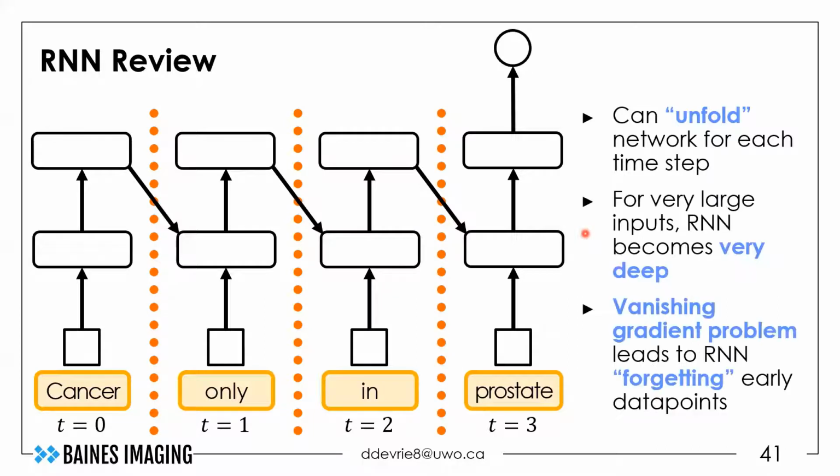But then we did a whole bunch of math, and we saw that for very large inputs, so if it's a very long sentence, let's say, this RNN effectively becomes very deep. And then if we try to train it using backpropagation and gradient descent techniques, we end up with a vanishing gradient problem that causes the RNN to forget the beginning of the sentence, but to mostly incorporate the end of the sentence that's nearest the output, which is not really what we would want. So today we're going to be learning about basically how we can counter this.